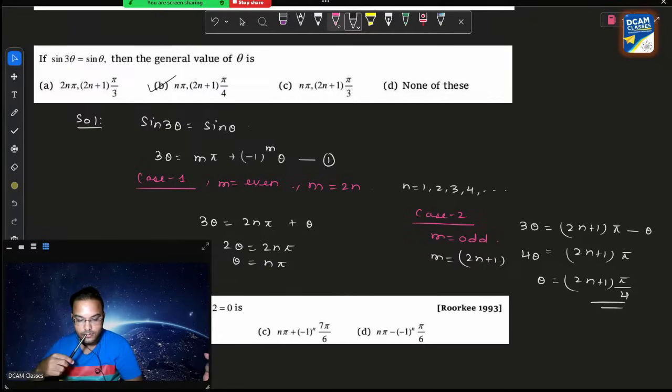Anyway, we don't have to guess, because you're getting one solution, 1 by root 2, so definitely pi by 4 is the solution. Like that also you can check by putting number values. But in case all the options are pi by 4 and you're not able to get the second equation, then it's done.